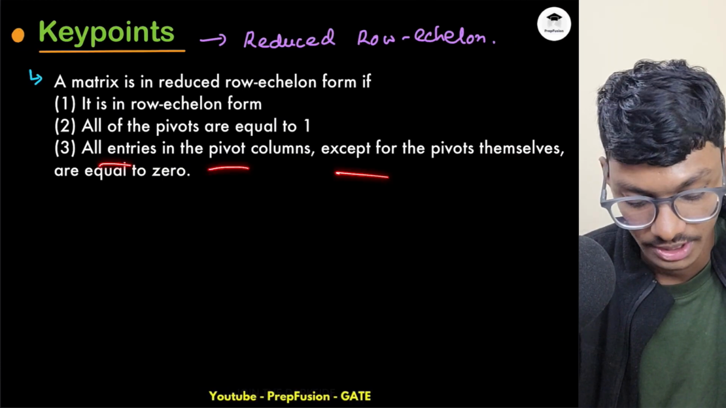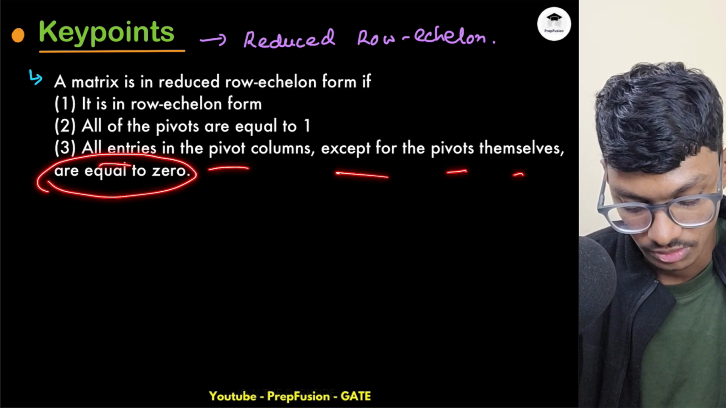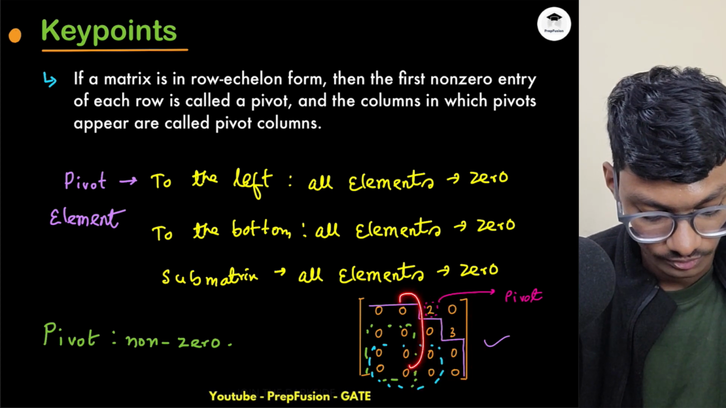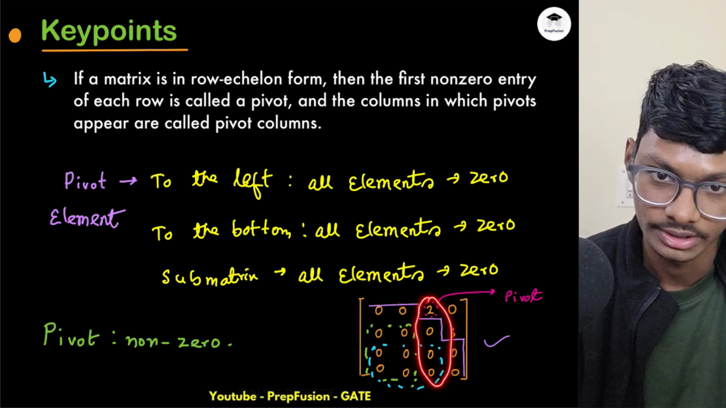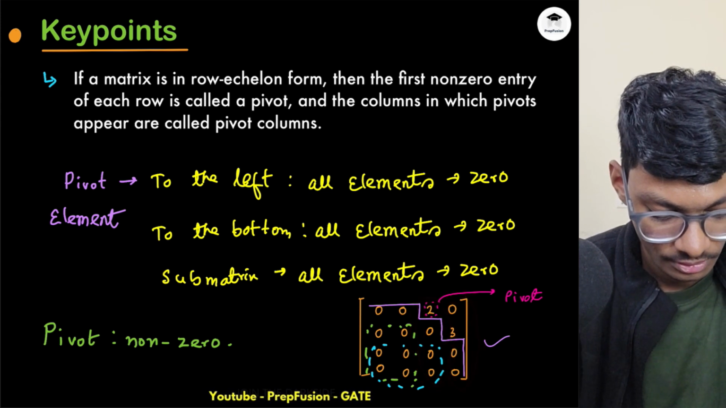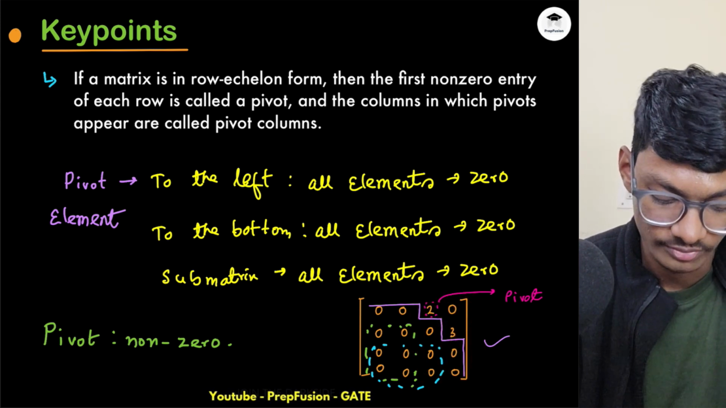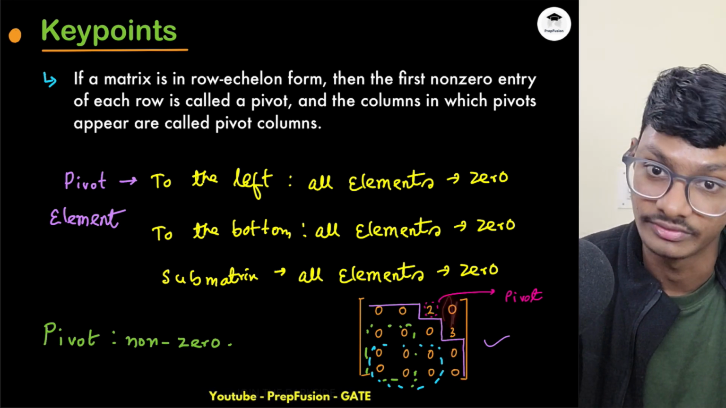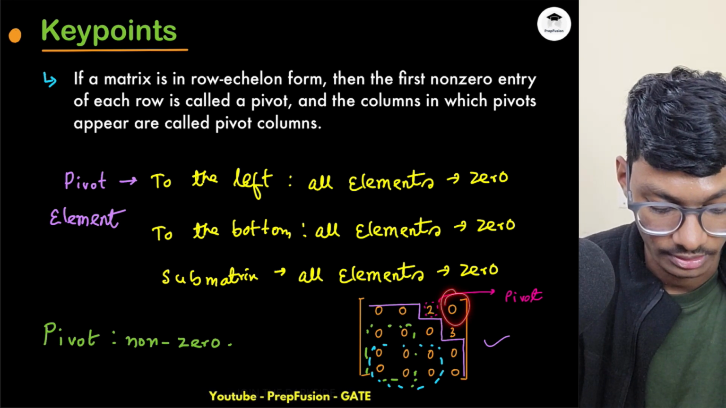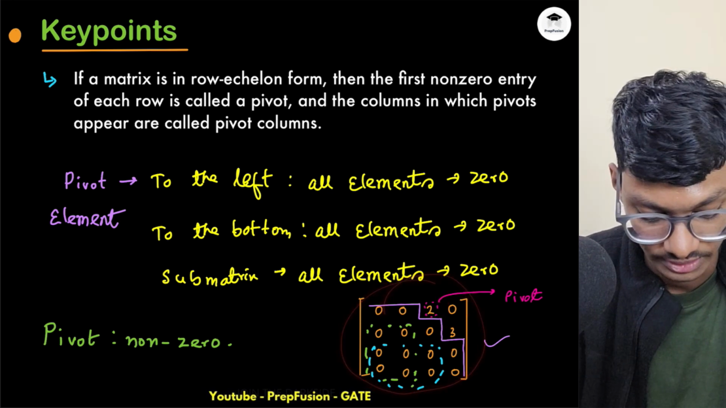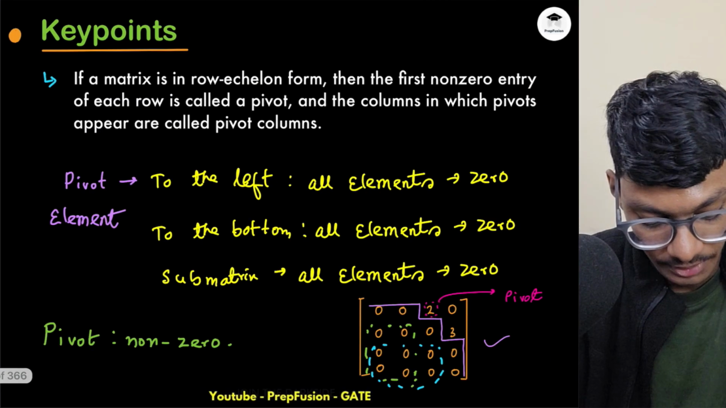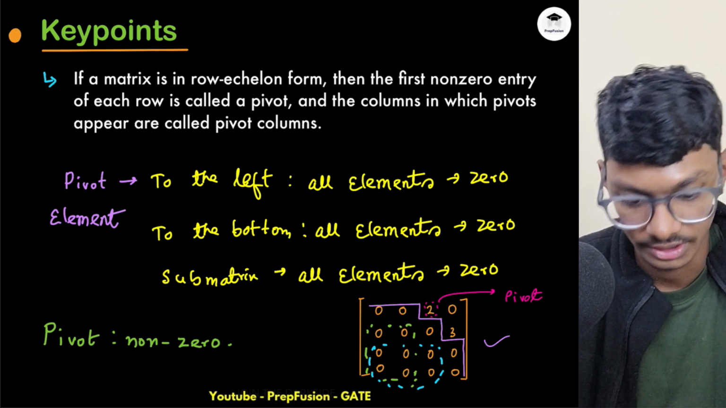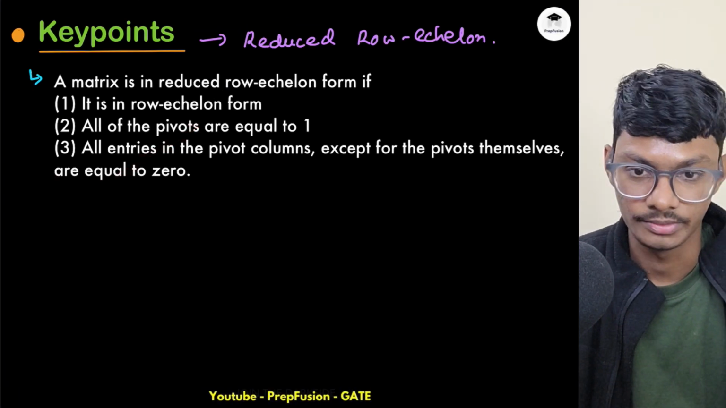All the entries in the pivot columns except the pivots themselves are equal to 0. These are the pivot columns, and all the entries should be 0. Here, this is a pivot column, and all the entries are 0. This is also a pivot column, and here all the entries are 0. That was the definition of pivot itself: on the bottom of this everything should be 0, but on the top of this everything can be non-zero. As it is 0, this is fine. But if it was non-zero, then it wouldn't have been in the reduced row echelon format. Why it is important, we'll understand later, but I just wanted to clear up a bit of terminology.